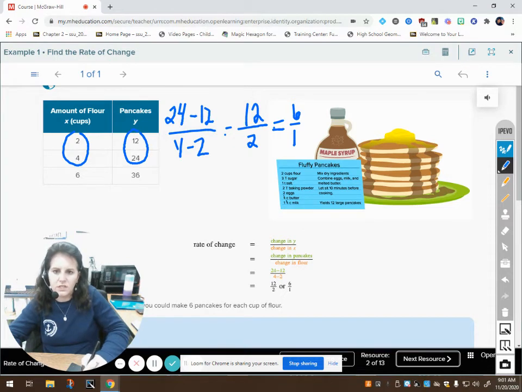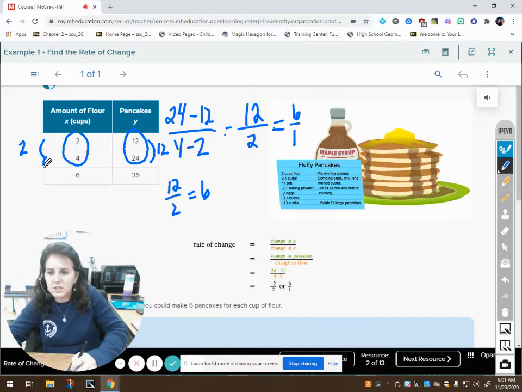I don't really like to, if I'm given a table, I don't sit there and write it out this way. I look at it the way that we did in class. Look what happens from 2 to 4. What did I increase by? 2. What did I increase by to get from 12 to 24? 12. Then I just do it all at once. Well, what's 12 over 2? 12 over 2 is 6.